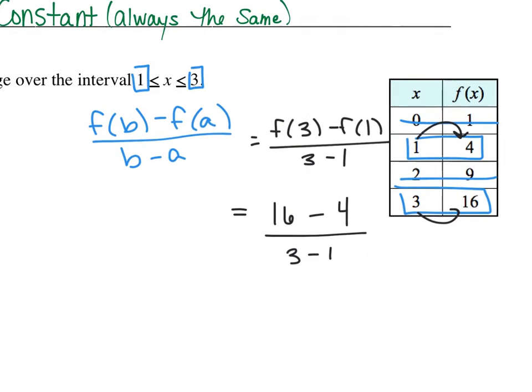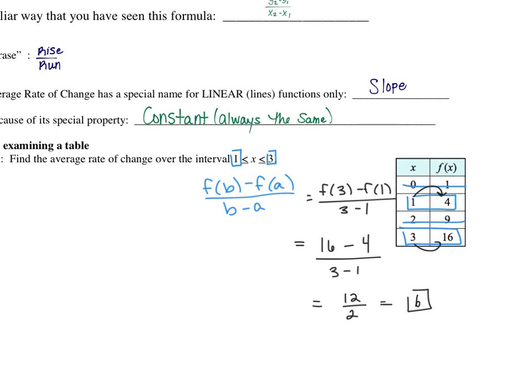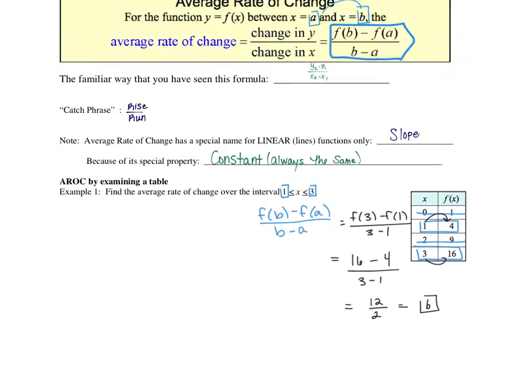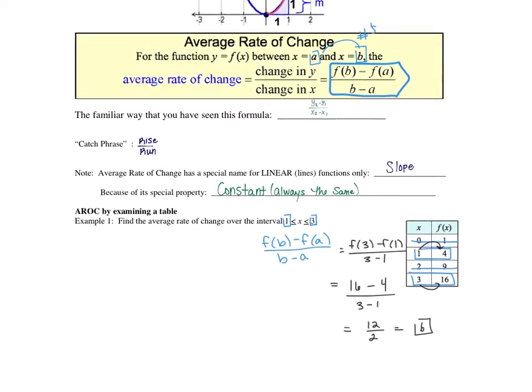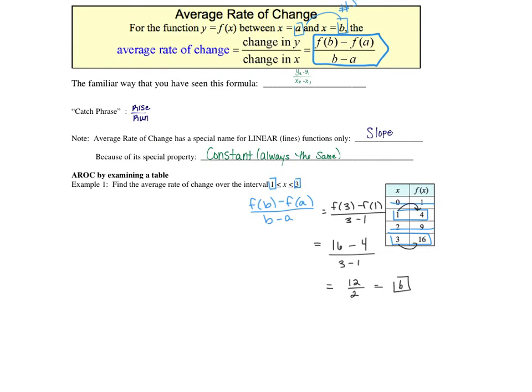We can do this in our heads. What's 16 minus 4? 12. What's 3 minus 1? 2. What's 12 divided by 2? 6. Your average rate of change on the interval 1 is less than or equal to x is less than or equal to 3 is 6. So that's the rate of change for my function on this interval, from 1 to 3.